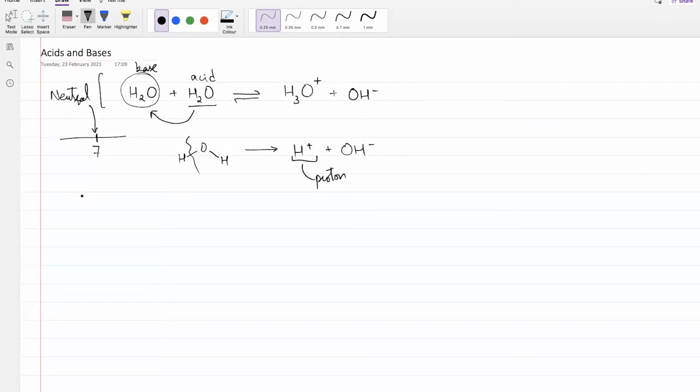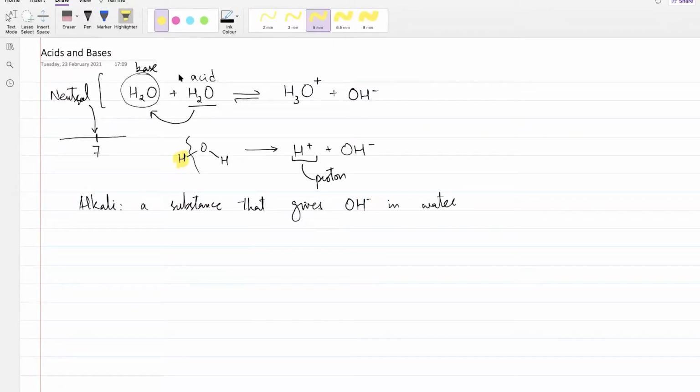We have another important term, alkali, and an alkali is a substance that gives OH negative ion in water. It has to be dissolved in water and must give OH negative ion. Look at this water molecule here. It has given the H positive, and what is left? OH negative. So water has actually done the act of both acid and alkali.